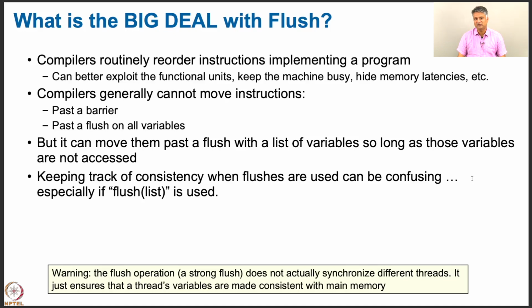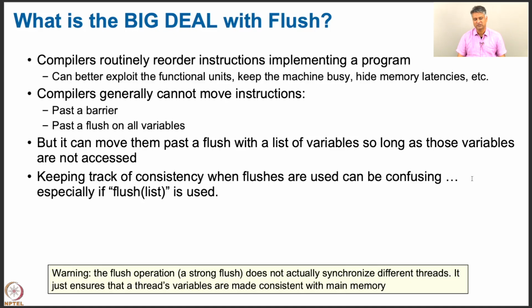So keeping track of consistency when flushes are used sometimes can be confusing, and you have to be very careful whenever you're using a list of variables which are being flushed. One thing that you need to be aware of is that a flush operation usually does not synchronize with different threads. It just ensures that the thread's variables are consistent with the main memory. So what do you mean by that?